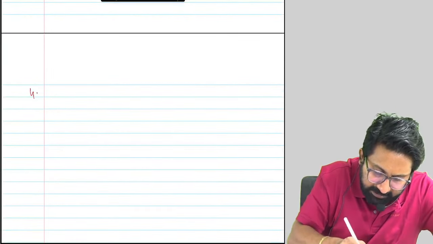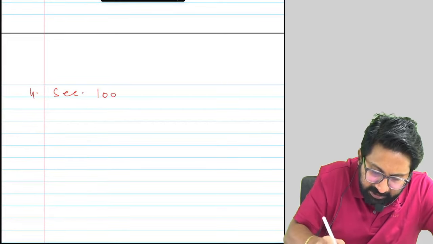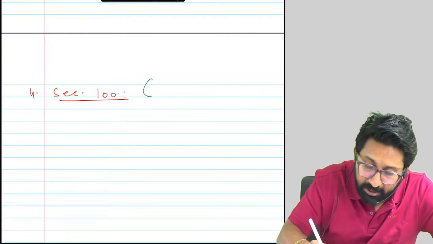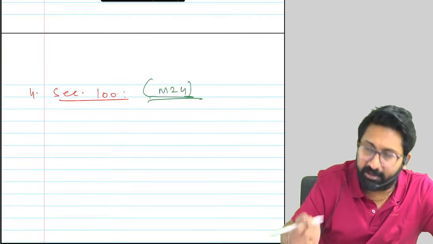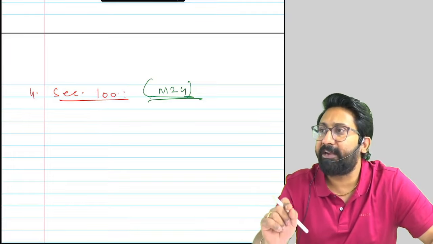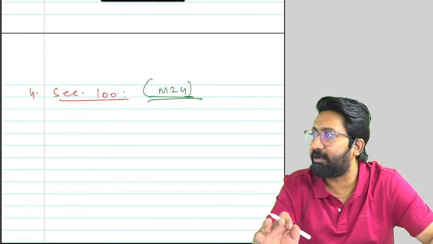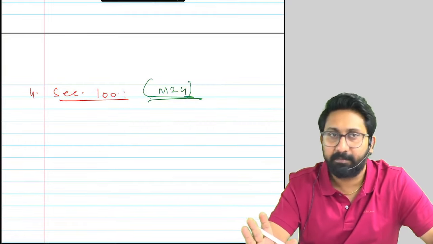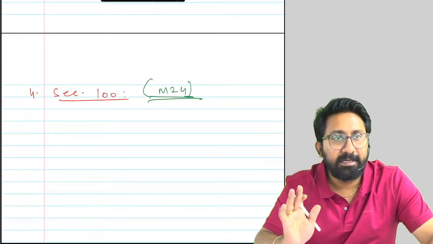Number four. What is the section we are going to start? Section 100. Whenever there is doubt, I will tell you, write down, May 24th, this is an expected question. I will tick 8 questions from this chapter. From those 8 questions, 99% chance 2 questions will come in the exam. Of those, the first question is section 100.